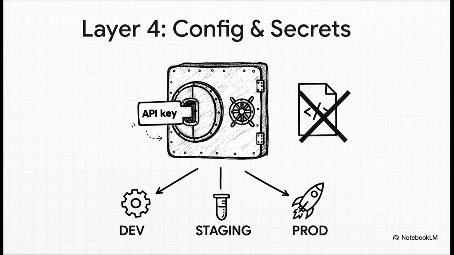And that brings us to Layer 4, which is all about managing your app's configuration and secrets safely. I'm going to say this once, nice and loud. Never, ever hard code your API keys into your code. Just don't. Use a .env file for local development and start planning for different environments like staging and production from day one.